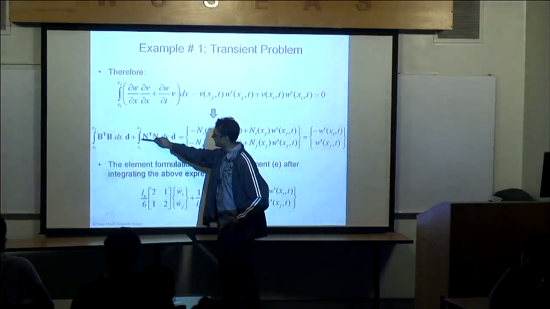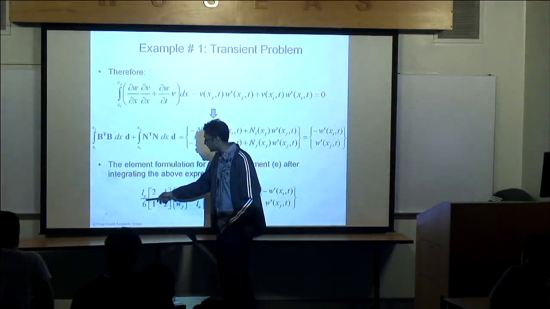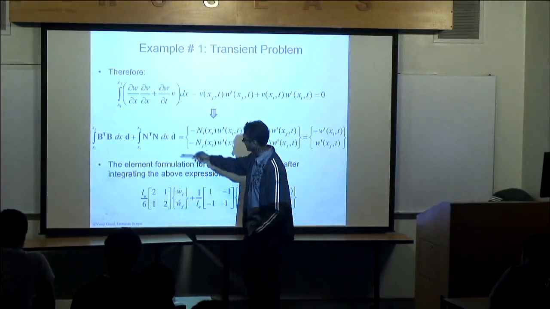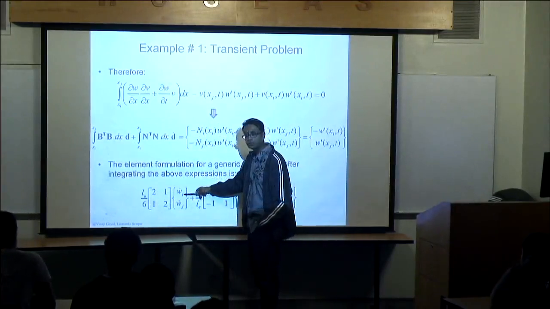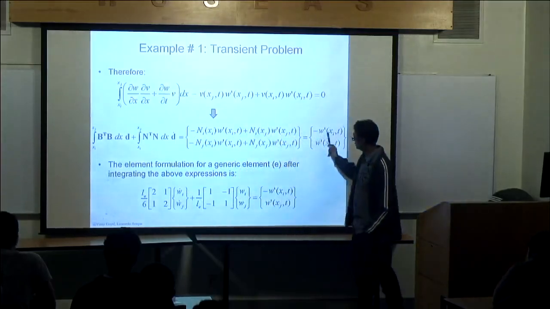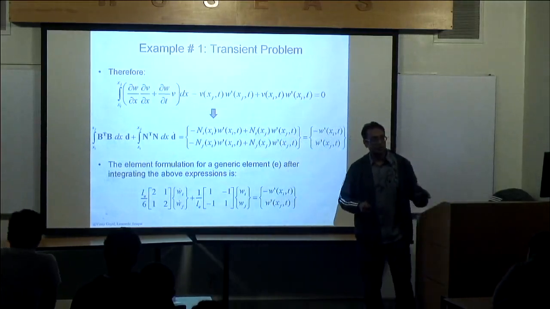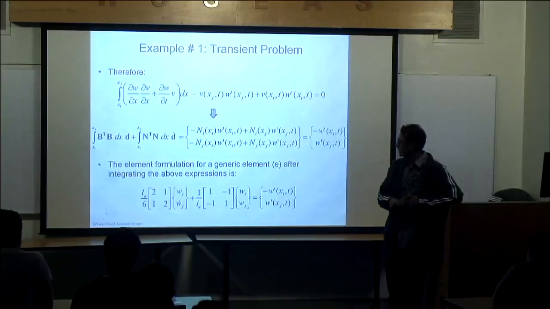I did it in Mathematica, decided not to show it here. When you do that, you get LE over 6 times the matrix 2, 1, 1, 2, and that D dot bold, not to forget, is the rate of change of WI and the rate of change of WJ. Okay? And I just put that in there. So this is my element formulation for any element in the system. Okay? That is the element formulation.